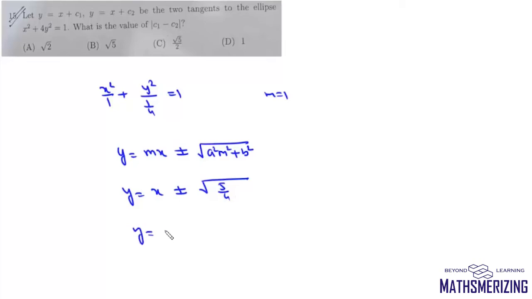So we'll get two equations as y equals x plus under root 5 by 2 and y equals x minus under root 5 by 2. Now we get C1 and C2. If we take the difference, this value will be simply under root 5, and that's your option B.